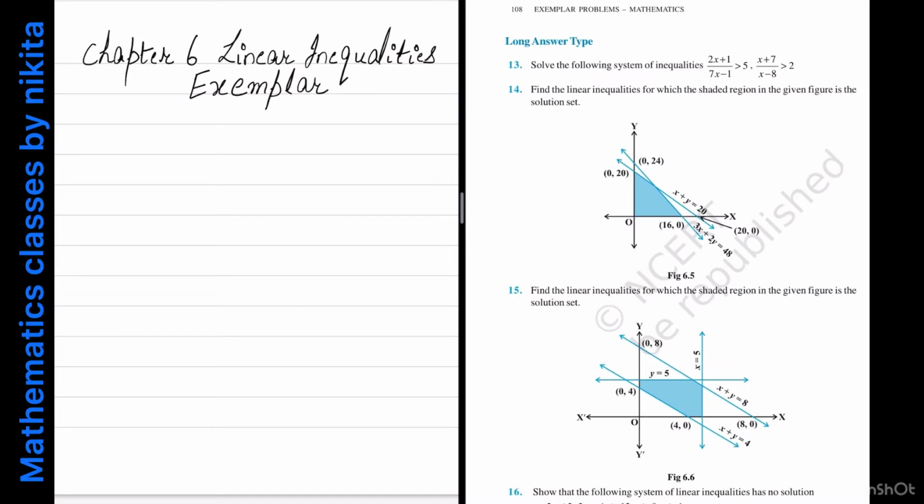So question number 14, it says: find the linear inequalities for which the shaded region in the given figure is the solution set. So here you are given a figure with a shaded region, and you have to find out which system of inequalities this shaded region satisfies.